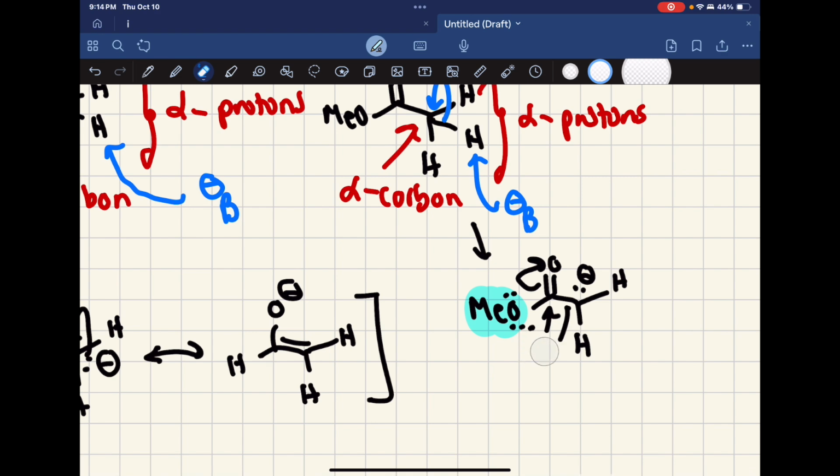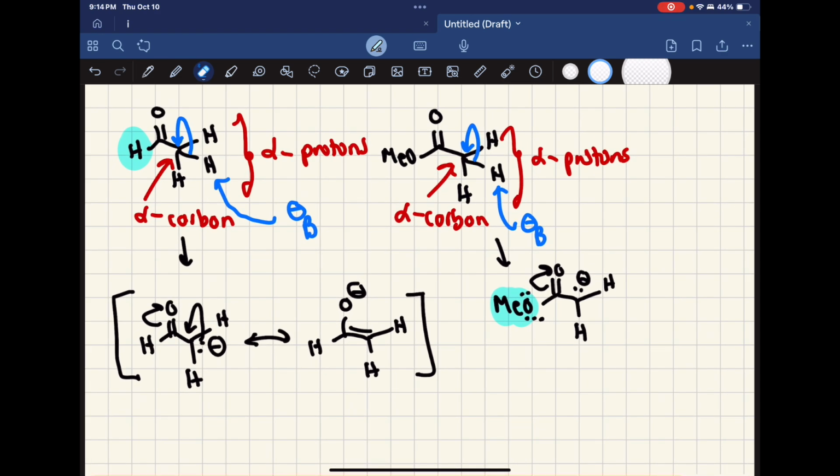So my point is that yes, these react similarly to aldehydes and ketones. However, the acidity is quite different with an ester, and be prepared to rank various alpha protons in terms of their acidity based on different carbonyl functionalities: an aldehyde, a ketone, an ester, etc.